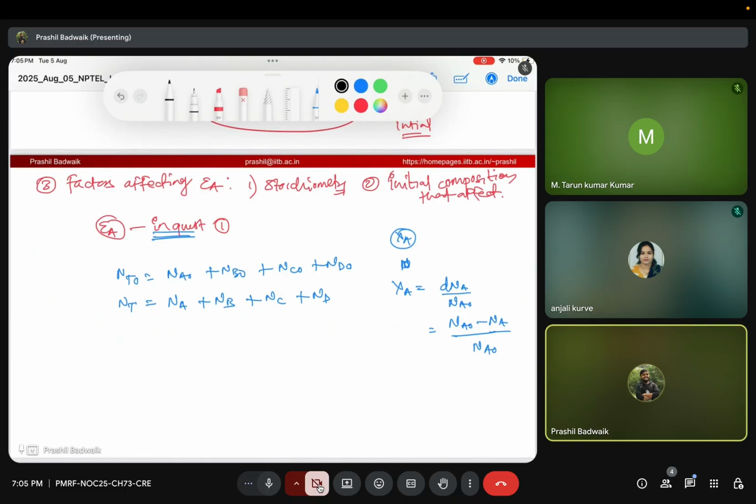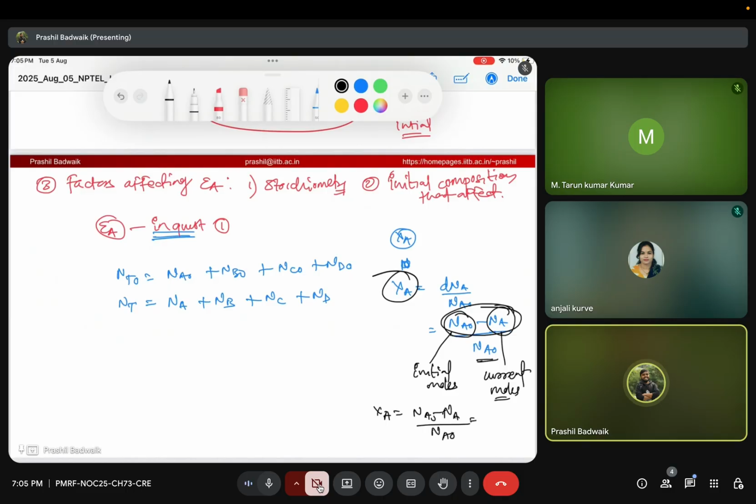So what we are doing, na naught is the initial amount, na is the current moles. So we are taking what was the earlier value and what is present, so that difference will give you the moles that have reacted, upon what were the initial. So that will give you the conversion. So conversion for a is na naught minus na divided by na naught, which is equal to 1 minus na by na naught. This you have covered in the class.